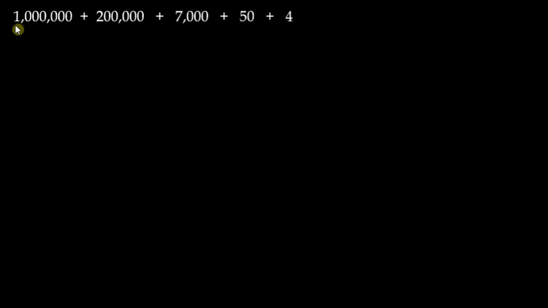So, we want to write the standard form of 1 million plus 200,000 plus 7,000 plus 50 plus 4. So from right, 4 means 4 times 1. So 4 is in the ones place. 50 means 5 times 10. So 5 is in the tens place. 7,000 is 7 times 1,000. So 7 is in the thousands place. 200,000 is 2 times 100,000. So 2 is in the 100,000s place. And lastly, 1 million means 1 times 1 million. So 1 is in the millions place.